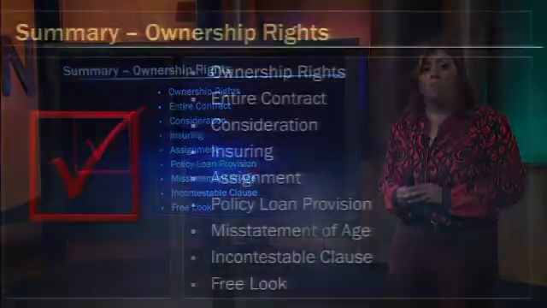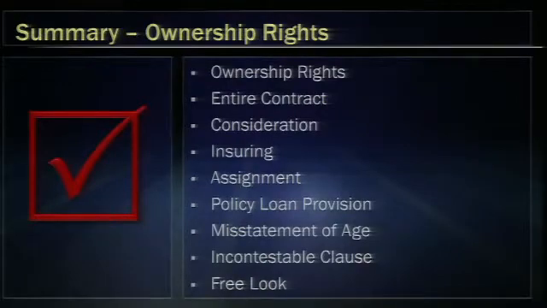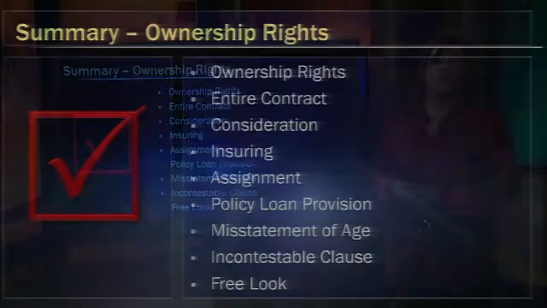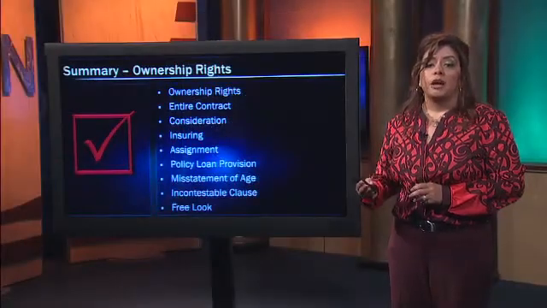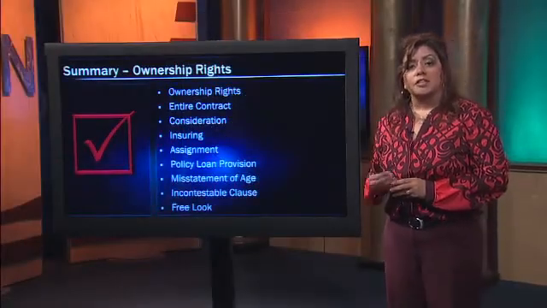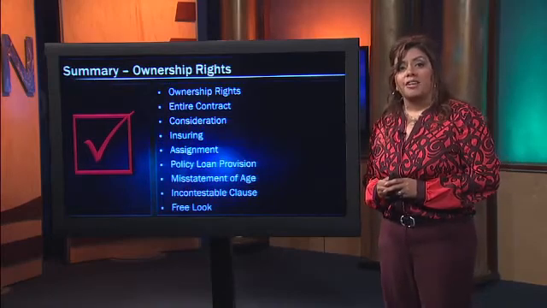We also talked about a common error known as misstatement of age, and the incontestable clause that would prevent an insurer from denying a claim after it's been enforced for 2 years. And lastly, the free look or right to examine, which also allows them to review their policy and decide whether or not they're going to keep their contract.